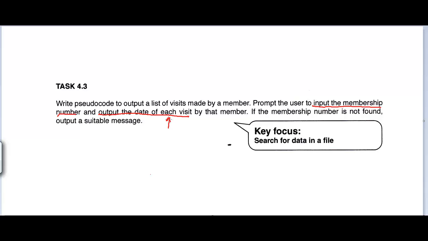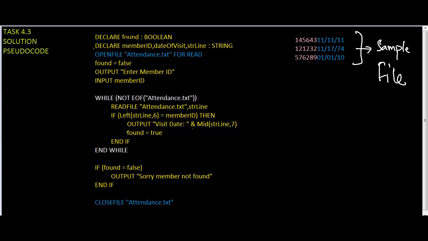So if, for example, the member visited the club 4 times, then each of those 4 dates must be output. So we're going to search the file, find his ID, look for his date of visit, and output his date of visit. Now if the membership number is not found, if the ID is not found in the file, then we have to output a suitable message. Okay, let's take a look at the solution.